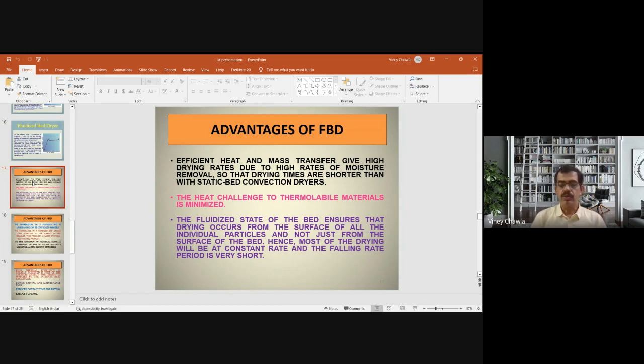Heat challenge to the thermolabile materials is minimized. If there is a temperature sensitive material, because drying time is less, it is not exposed to high heat for a longer period of time.